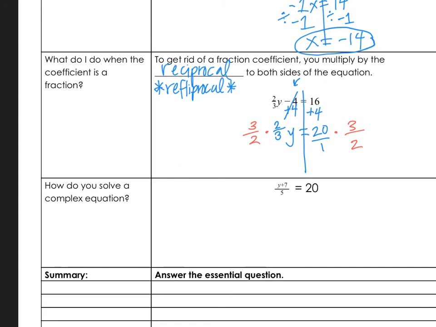Okay, on your left-hand side, 3/2 times 2/3 is going to give you 1. So these cancel out and you can just write the y on the left-hand side. Now, on the right-hand side, you're going to multiply across. So 20 times 3 gives you 60, and then 1 times 2 gives you 2. We are not done. We need to simplify. So 60 can be divided by 2, and that will give us our final answer. So y equals 30.